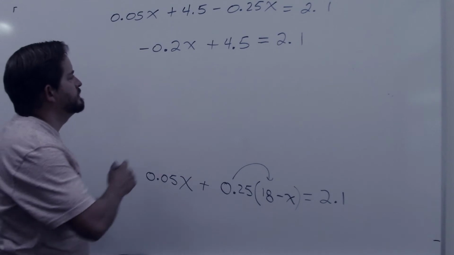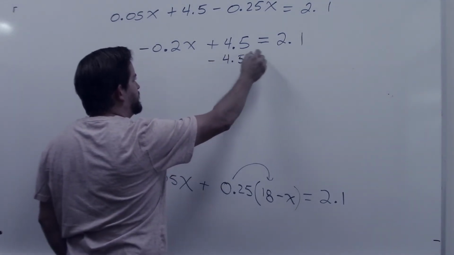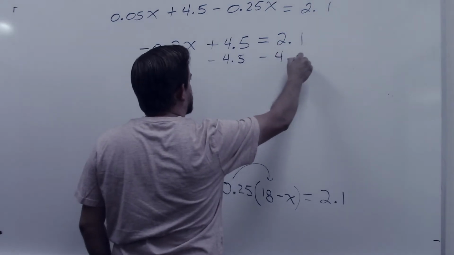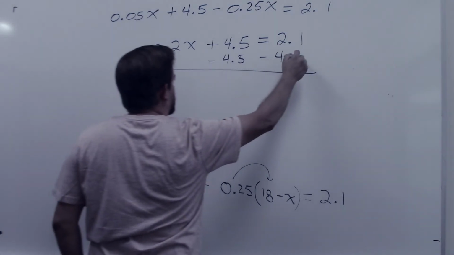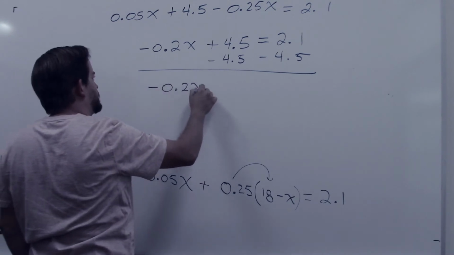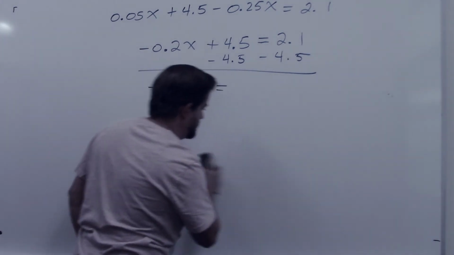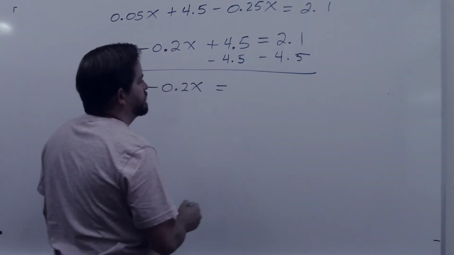So I'll use my addition principle, minus 4.5 from both sides. That leaves me with negative 0.2x equals negative 2.4.